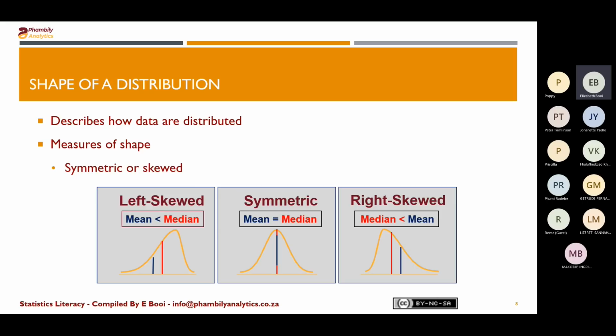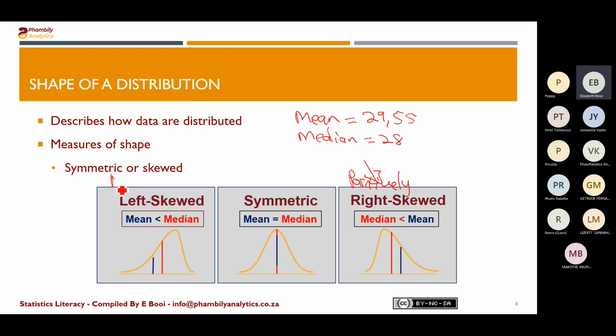So if we look at our data set, remember, we found that our mean was 29.55, and we found that the median was 28. So in this instance, our mean is greater than the median. Therefore, we're working with positively skewed data because our mean is bigger than the median, or the median is smaller than the mean. So therefore, it is right skewed or positively skewed.